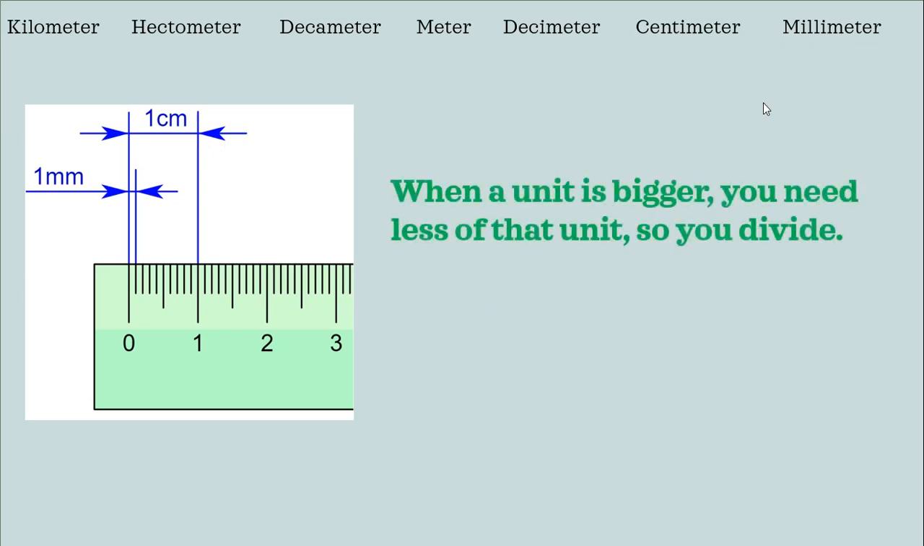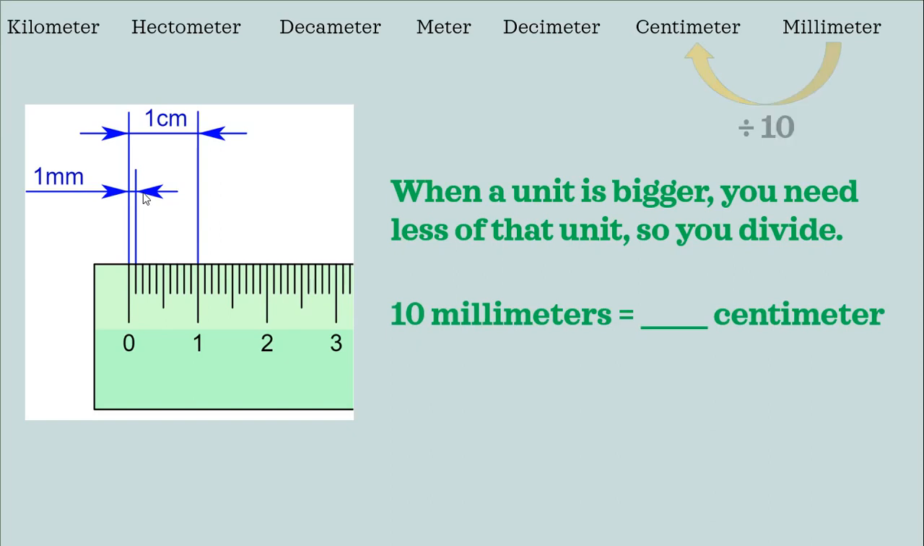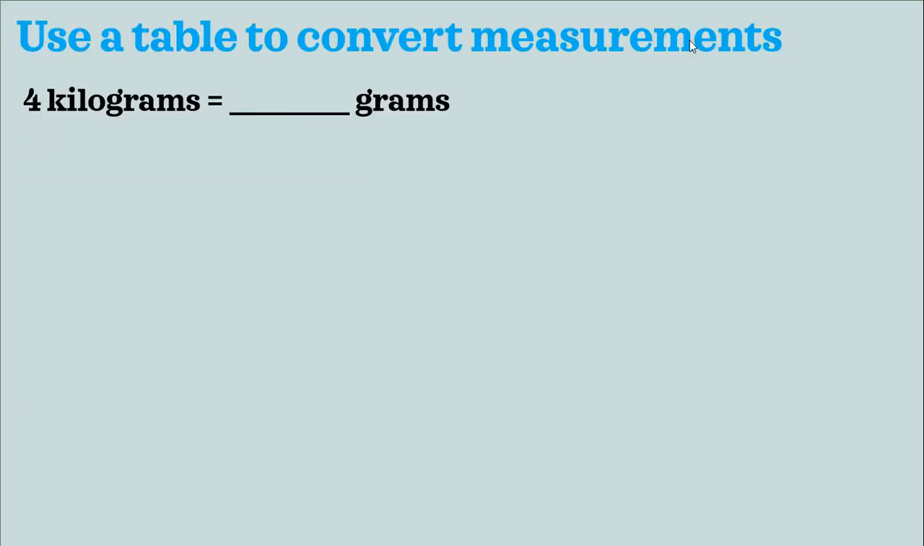Same thing here. When a unit is bigger, you need less of that unit, so you divide. So here we have 1 centimeter, that we need less centimeters to make up the same amount of millimeters. If we have 10 millimeters, we can use our metric system at the top to help us. We're going from millimeters to centimeters. We're going 1 place value to the left, which means that we're going to be dividing here. 10 millimeters divided by 10 is 1 centimeter.